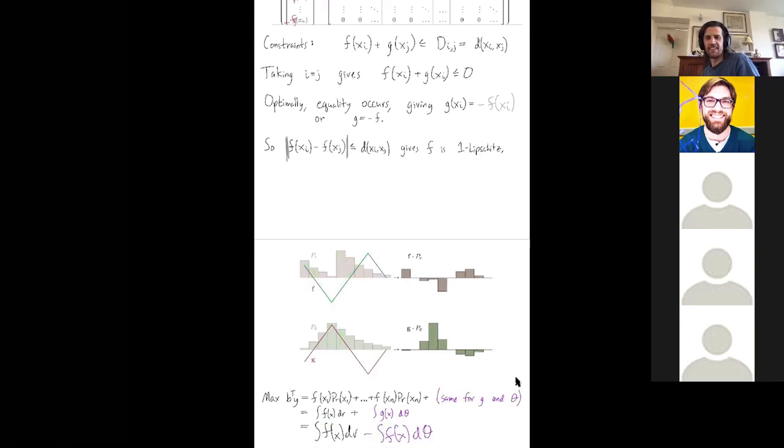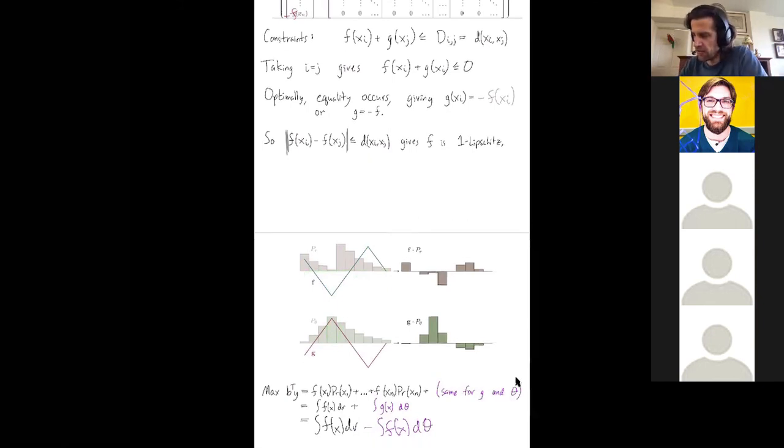And Wasserstein distances take into account notions of distance on the space, and that enters because f is only one Lipschitz. So you have these competing preferences. You want f large where R is large, and you want f small where theta is large, but f can't change all that fast. F is constrained by distances in your underlying space. Here, the real line.